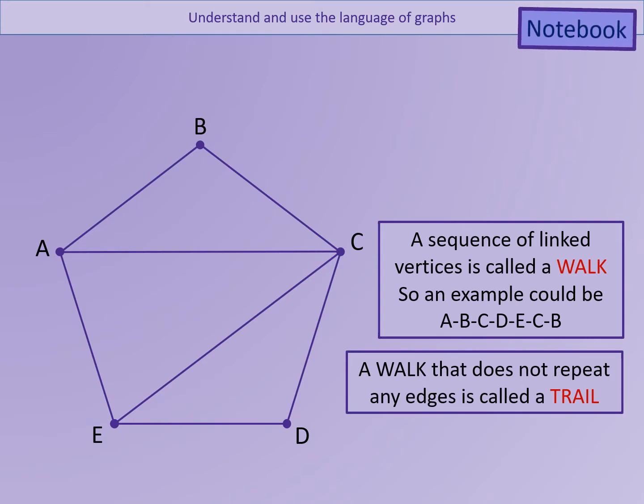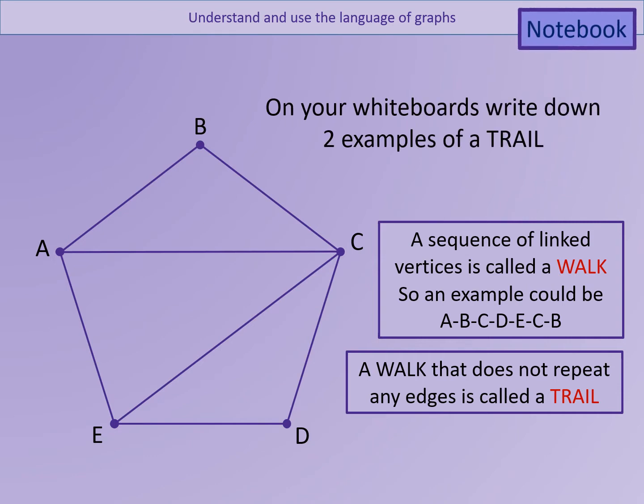If a walk doesn't repeat any edges, it's called a trail. Pause the slide and write down two examples of a trail. One possible example would be B to C to D to E to C.